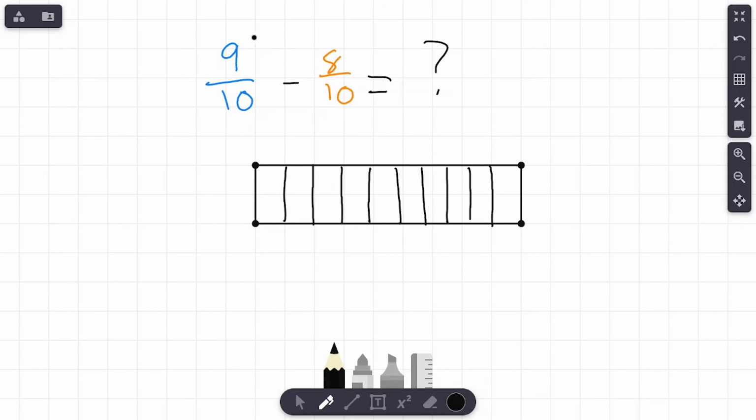How much are we starting out with? We're starting out with 9/10. That's how much we have at the beginning of this problem. So let's color in 9/10. 2, 3/10, 4/10, 5/10.